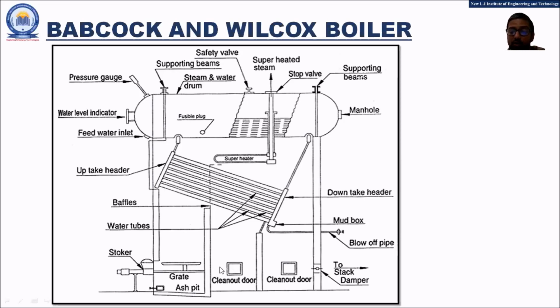The clean outs, which you can see in the image, are the hand holes through which the hands of the operator will enter for cleaning the water tubes. So for cleaning the water tubes, the hand holes are provided. So this is the simple working of the Babcock and Wilcox boiler.